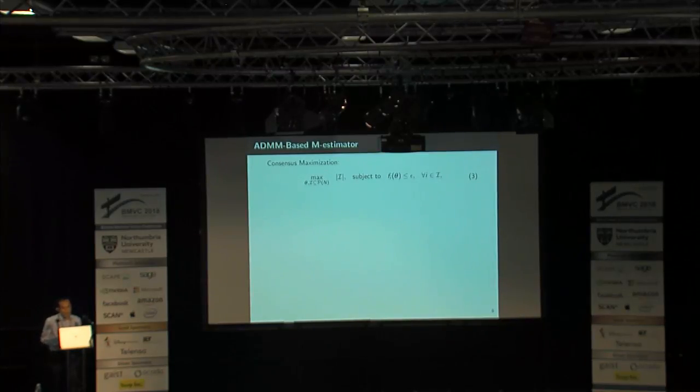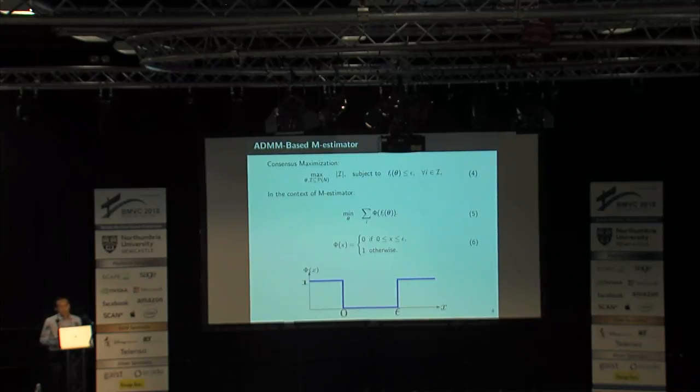First, let's write the original maximum consensus problem. Now, in order to put maximum consensus into the context of M estimator, we can write the original problem, which is 4 in this slide, as the optimization problem 5. Here, the big Phi function is the square function as plotted. The intuition behind this formulation is that by minimizing the objective function of 5, we are minimizing the number of outliers. Therefore, we maximize the number of inliers.